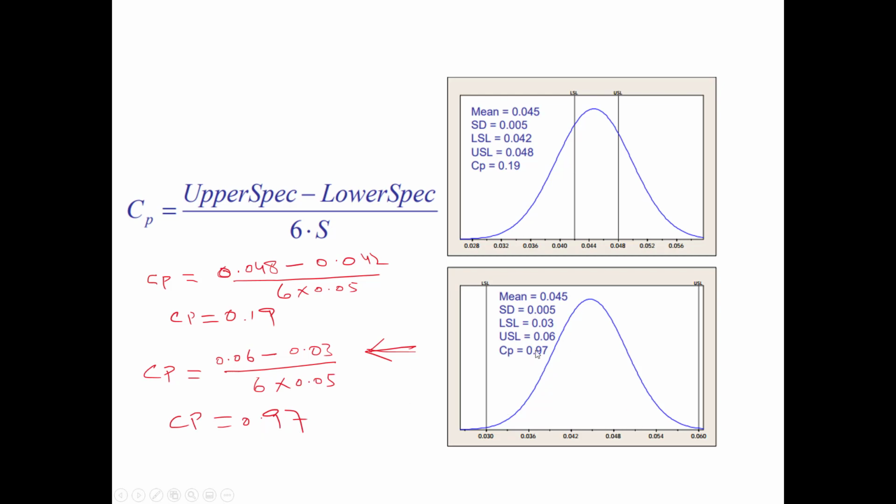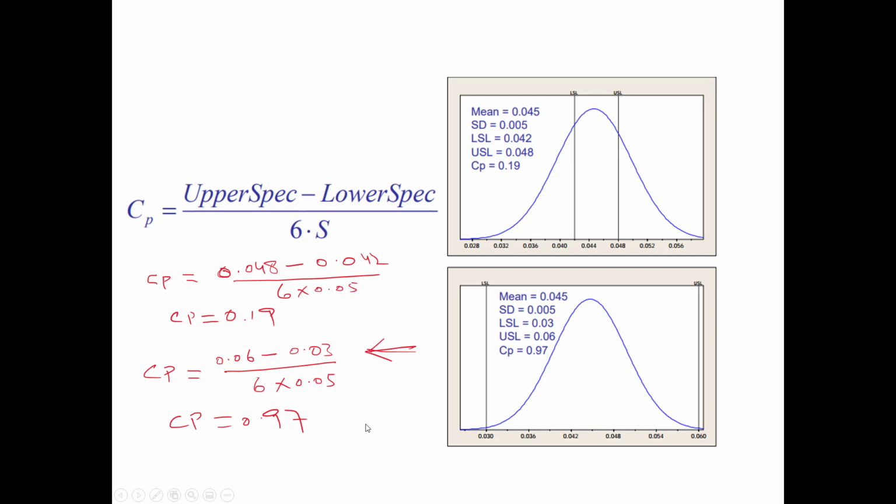Because the Cp value calculated from these parameters is approaching 0.97, which is near 1. So you can say that for the process, there is some area outside, you can see with these two asymptotes. But you can say that this process is more or less capable for 3 sigma, but it's not capable for 4 sigma, 5 sigma, 6 sigma.